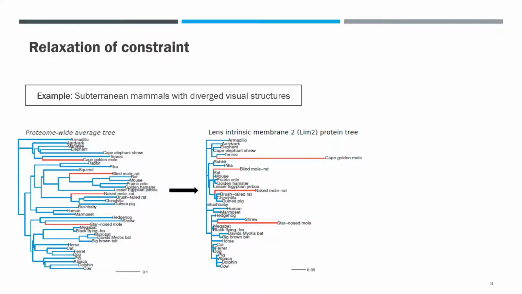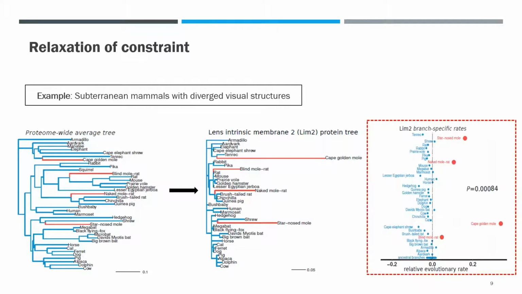And so when we look at the evolutionary tree of a specific protein that's involved in the development of the lens, shown on the right here, which is the Lhx2 protein, we can see that relative to the proteome-wide average tree, the evolutionary rate of this protein across the mole and mole rat species is faster compared to the rest of the mammals in the evolutionary tree. And so this means that there's a correlation between the acceleration of evolutionary rate of this protein with the evolution of the subterranean mammal phenotype.